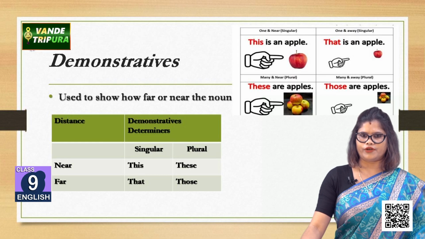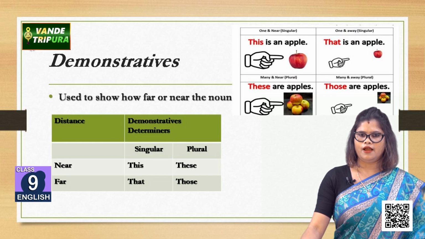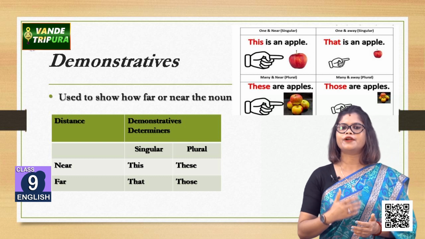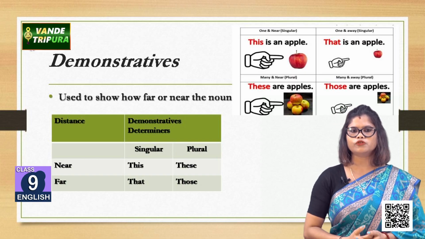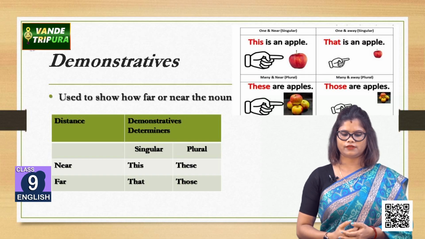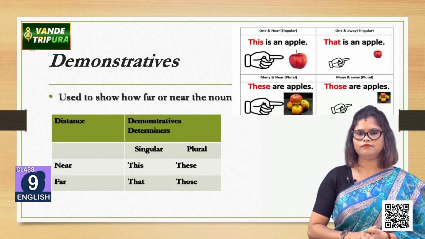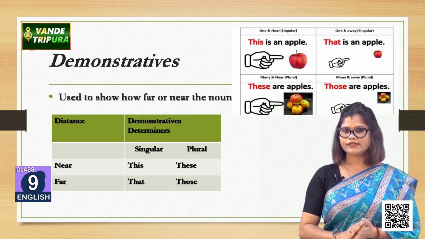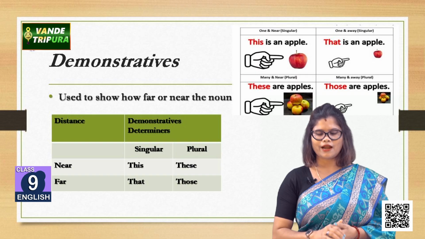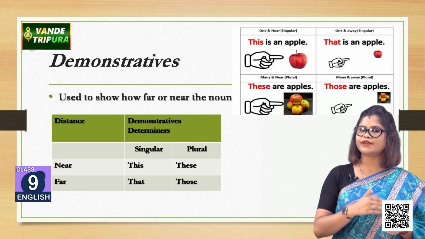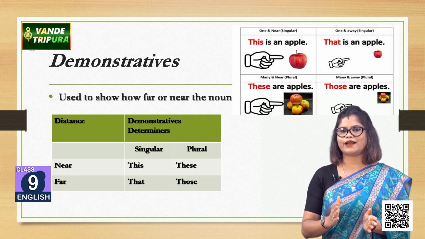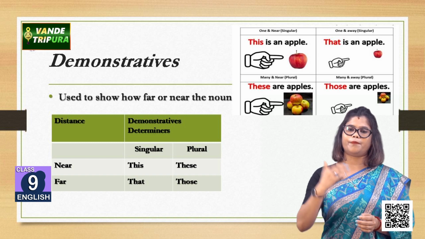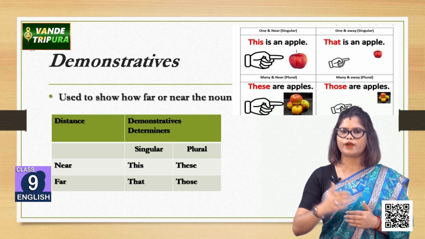Next comes demonstratives. So what are the demonstratives? These determiners tell us about the far or near distance of the noun, ঠিক আছে. It is used to show how far or near the noun is. For example, আমরা যদি পিকচারটা দেখি, this is an apple, that is an apple. তাহলে আমরা দেখছি যে while we are saying this is an apple, it is showing that the apple is close to me, and while we are using that is an apple, it is showing that the apple is far away from us, এটা একটু দূরে আছে.